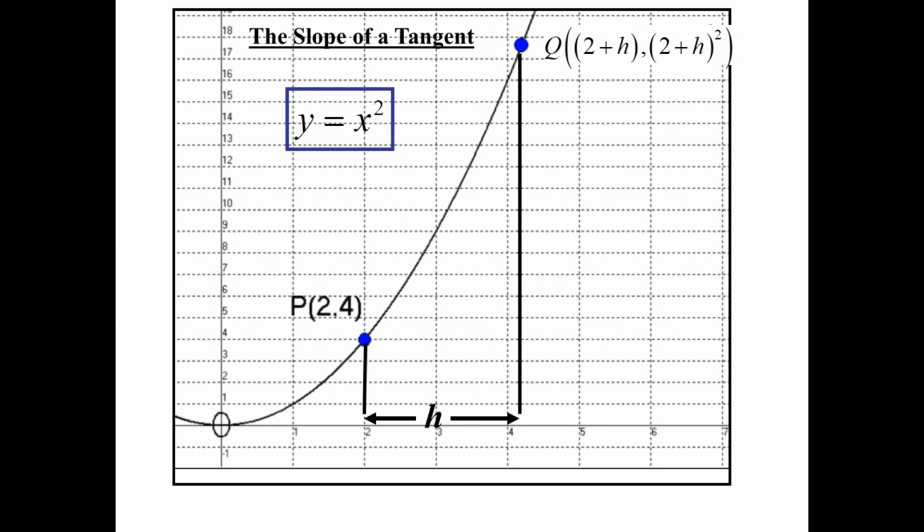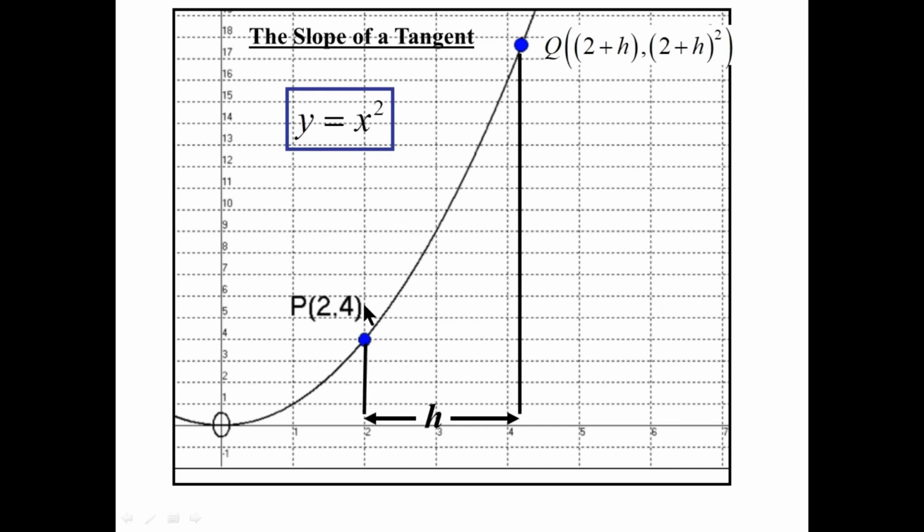Let's consider the curve y equals x squared. This is a function that we're very used to. It's a standard parabola, y equals x squared. And look at the point (2, 4). This is the point (2, 4), which is definitely on the curve y equals x squared.